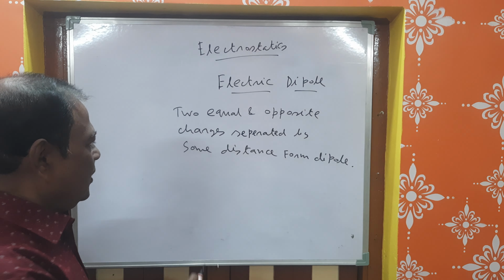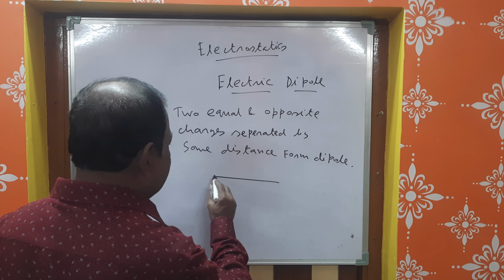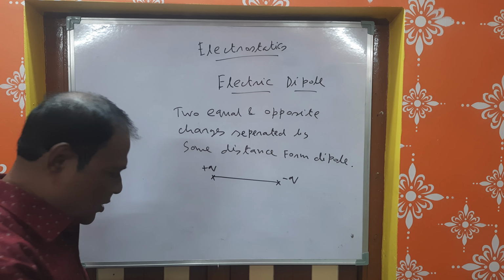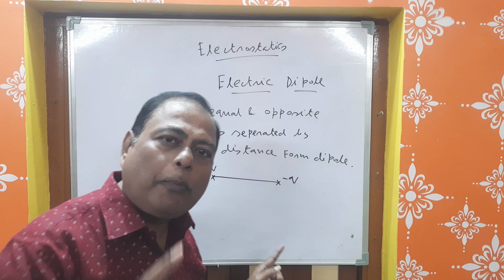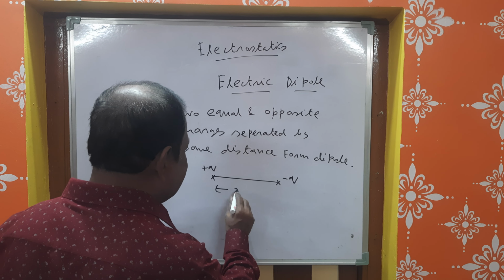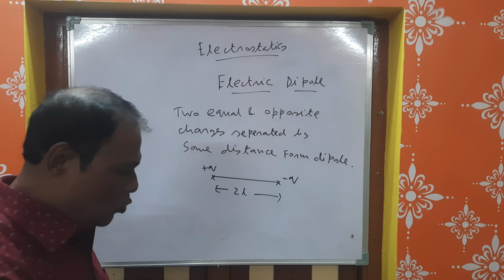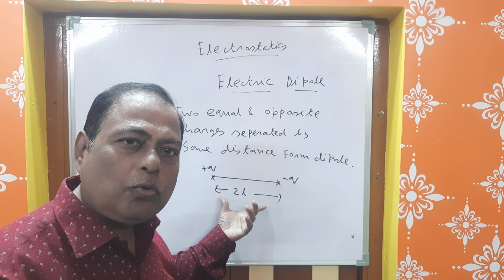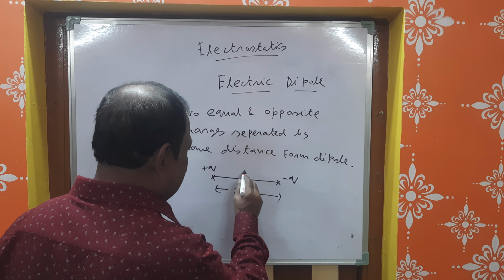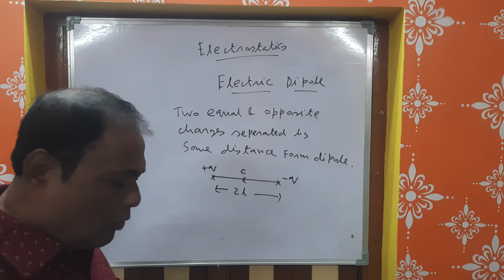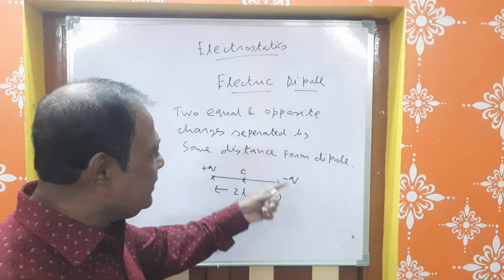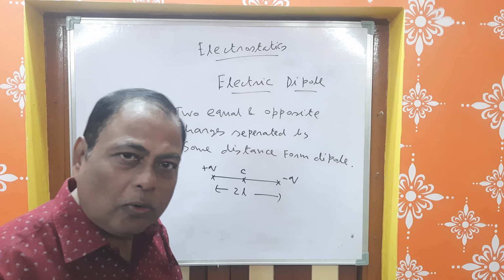Now, suppose this is charge plus q, this is charge minus q. That is, two equal and opposite charges. Suppose I consider the distance between the two charges is 2l. I consider this point is the center of the dipole. So this length is l, and this length is l. This system is called a dipole.